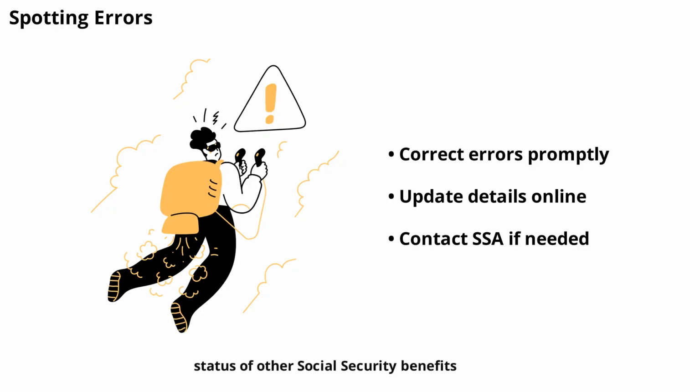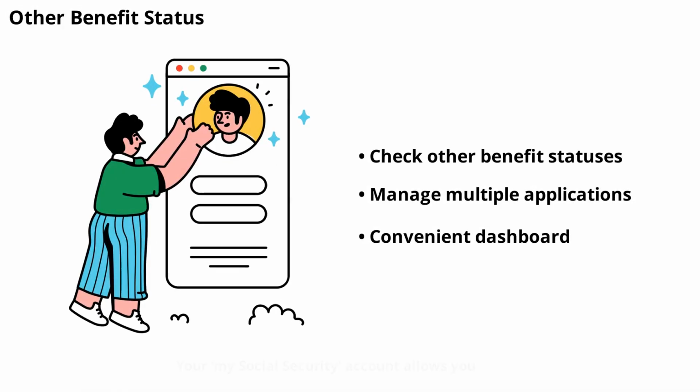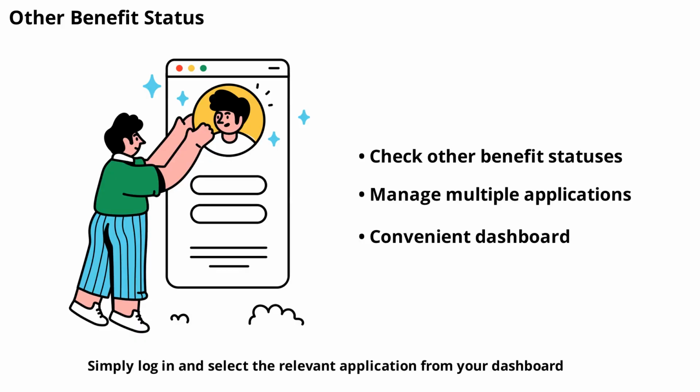Next, let's discuss how to check the status of other Social Security benefits. Your My Social Security account allows you to check the status of other benefit applications, such as retirement or Medicare. Simply log in and select the relevant application from your dashboard. This makes it easy to manage all your Social Security benefits in one place.